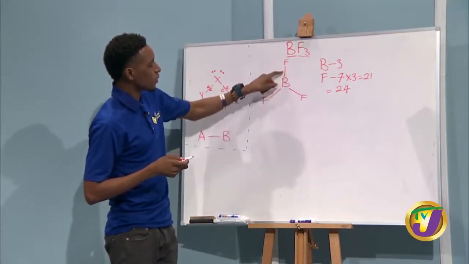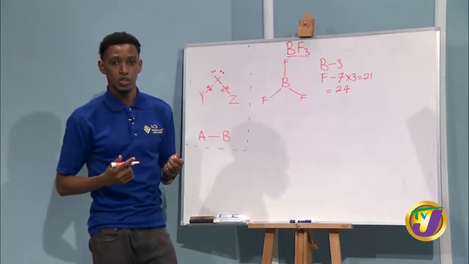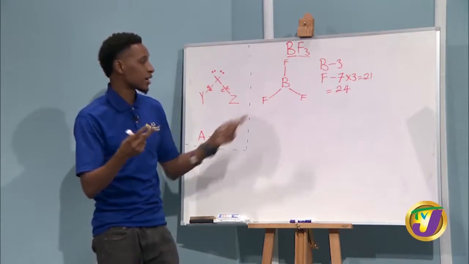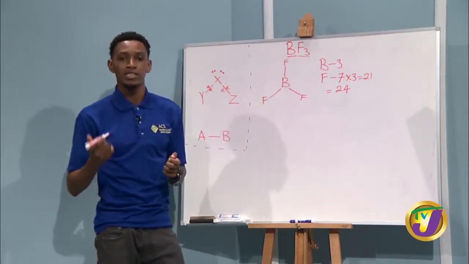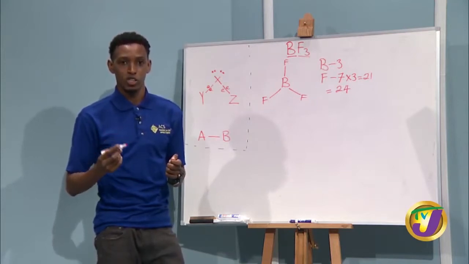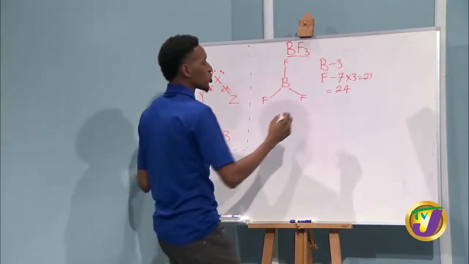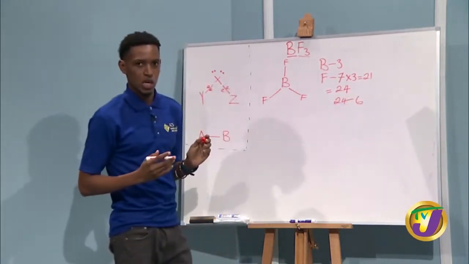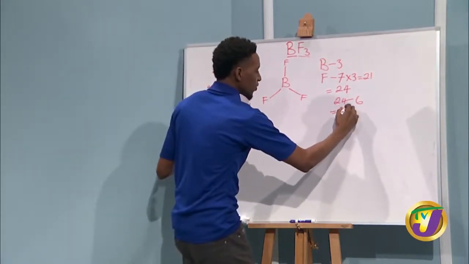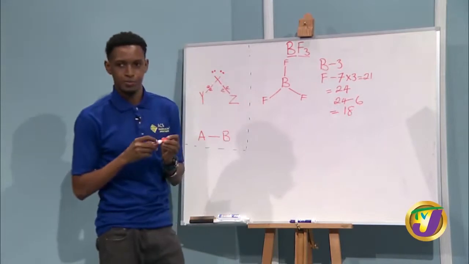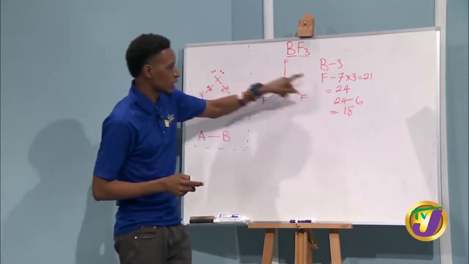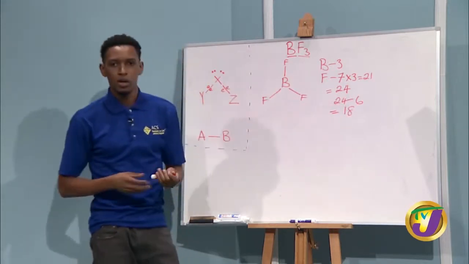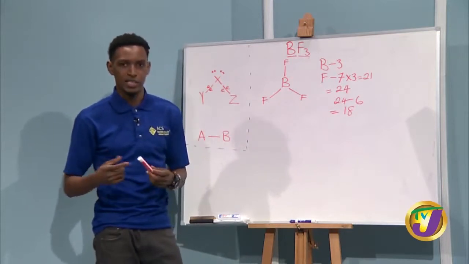Now, there are 3 bonds in the molecule, and we know that each bond has 2 electrons in it. So since there are 3 bonds, there are 6 bonding electrons in this molecule. So we have to subtract that 6 from the total, and we end up with 18 electrons remaining, because those 6 electrons had to go to making up the bonds. Now, what do we do with this remainder of 18 electrons?